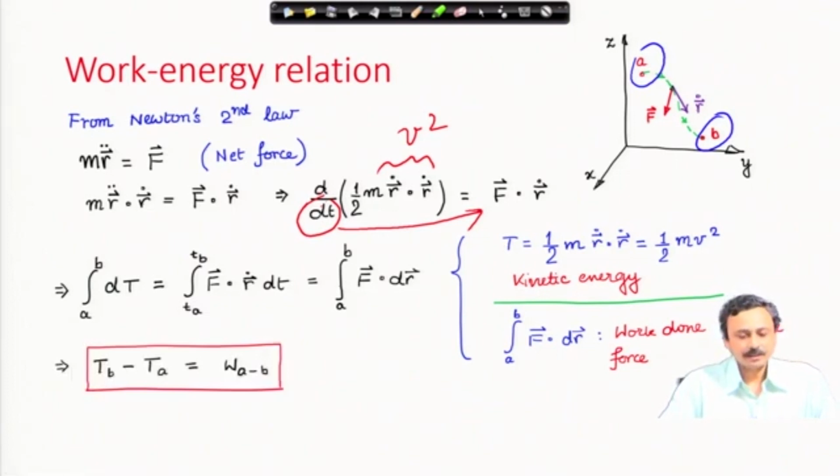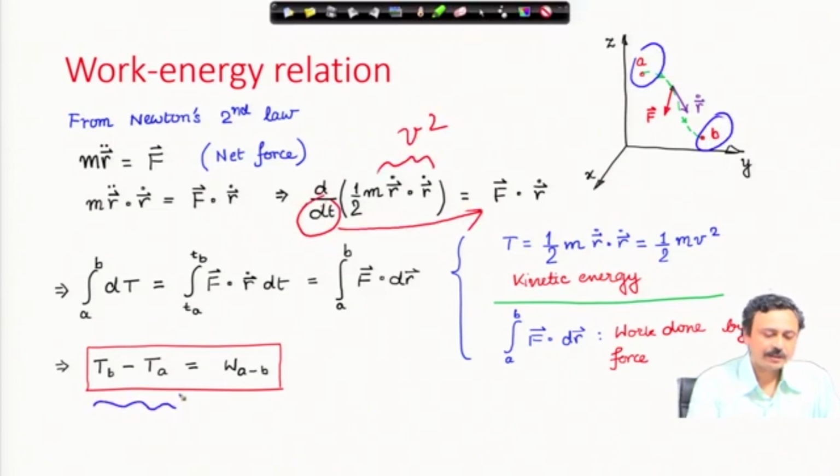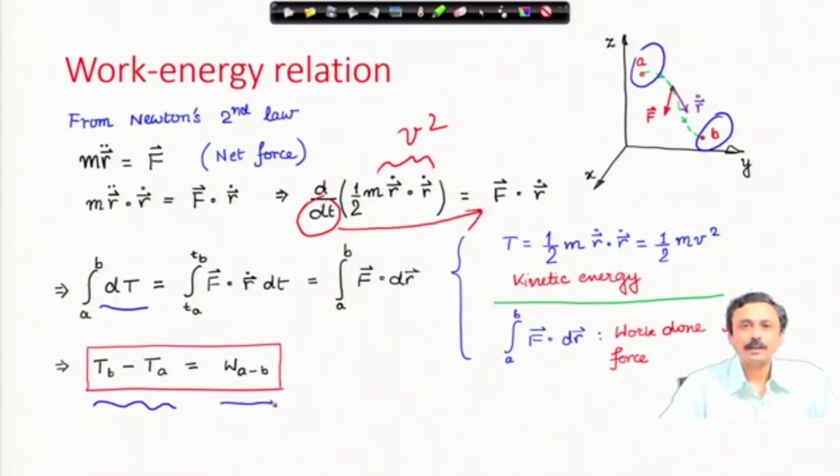Therefore, I can write this in a condensed form as the kinetic energy of the particle at position B minus kinetic energy of the particle at position A, that is T_B minus T_A, that is obtained by integrating dT. It is quite straightforward, and that is equal to the work done as the particle moves from A to B. This is the work done by the applied force, the net force that is acting on the particle, as the particle moves from position A to position B.